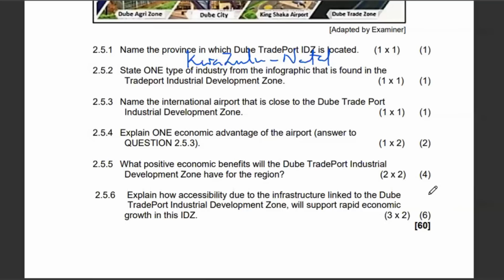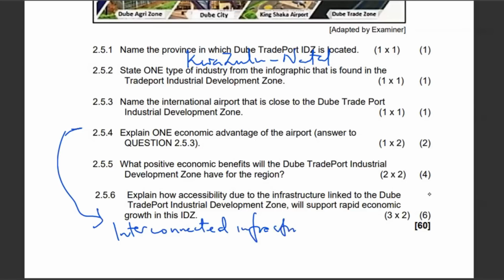An economic advantage of the airport. This airport here, an advantage is because of the presence of the airport, it has created interconnected infrastructure to compete on international markets.